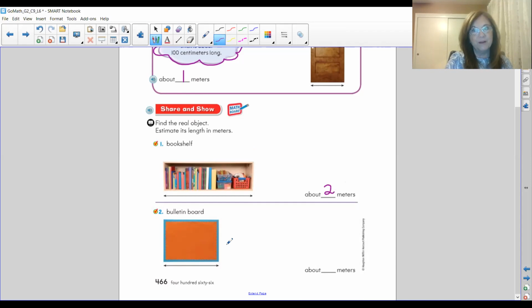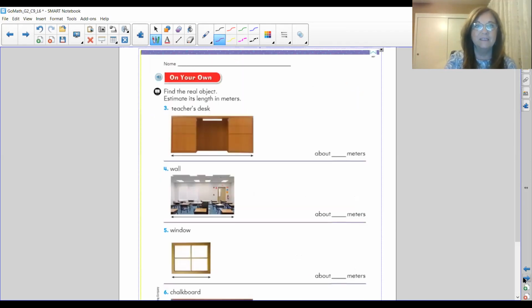Okay, and a bulletin board. If you have a bulletin board at home, it might be 1 or 2 meters. So it's probably not 3 meters, but it could be. So we'll just say this bulletin board, 1 meter is pretty wide. So if it was a classroom bulletin board, it might be 2, but we'll just say 1. But if you find one around your house that's different, then make sure you write that. Okay, moving on to the next page.